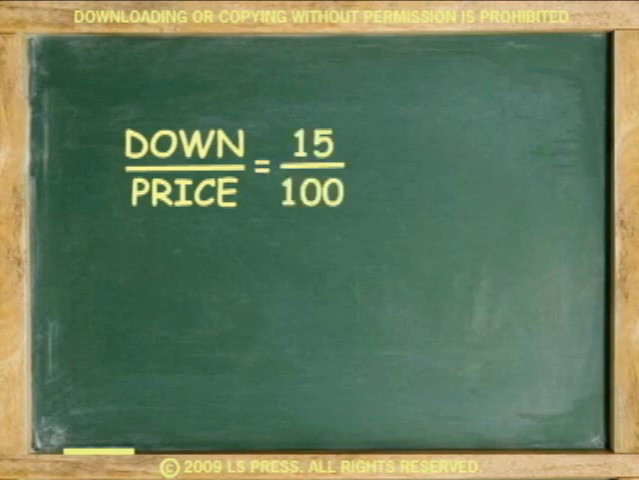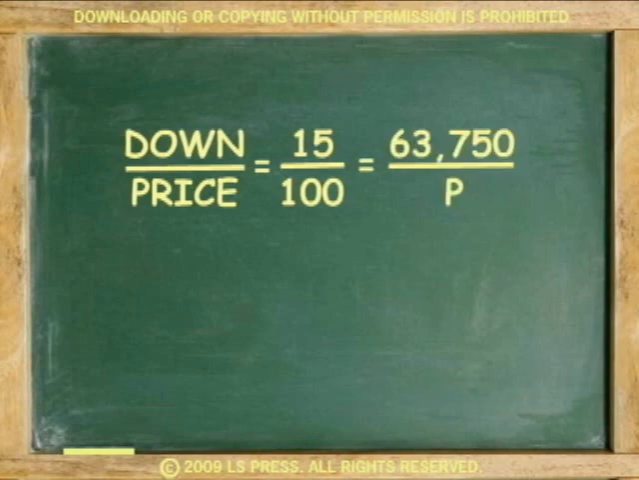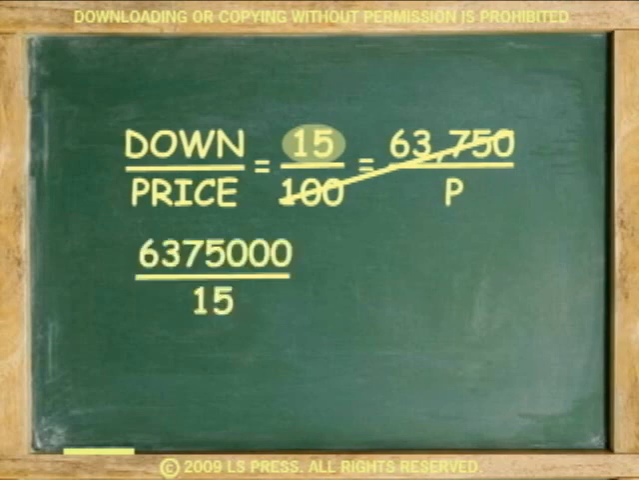15 over 100 equals 63,750 divided by price. Multiply 100 times 63,750 and divide by 15. Answer, it cannot exceed $425,000.